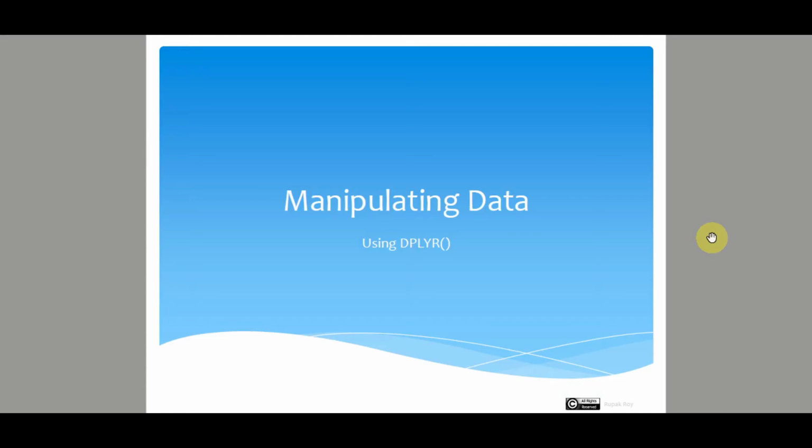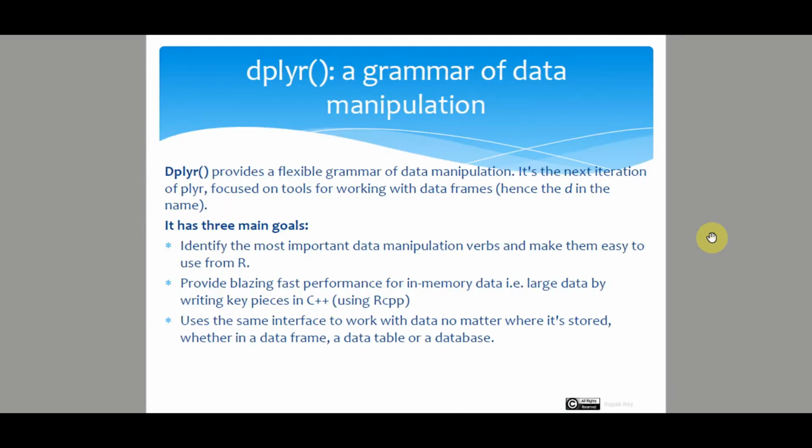In this video, we will learn how to manipulate data more conveniently using a special package called dplyr. dplyr provides a flexible grammar of data manipulation. It's the next iteration of plyr, focused on tools for working with data frames, hence the D in the name. It has three main goals: identify the most important data manipulation verbs and make them easy to use from R. Provide blazing fast performance for in-memory data, that is large data, by writing key pieces in C++.